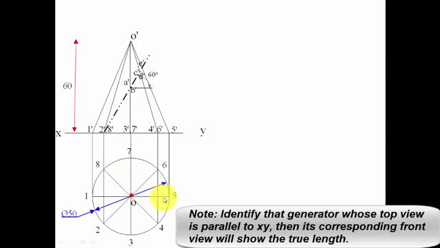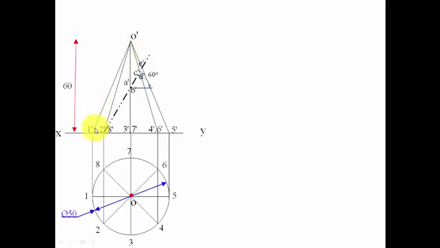You can also say that O5 is also parallel to XY line. So O5 corresponding front view is also going to show the true length. So either you can take true length as O dash 1 dash or O dash 5 dash. Hence, let's move forward. So the true length is O dash 1 dash, and let's move forward.